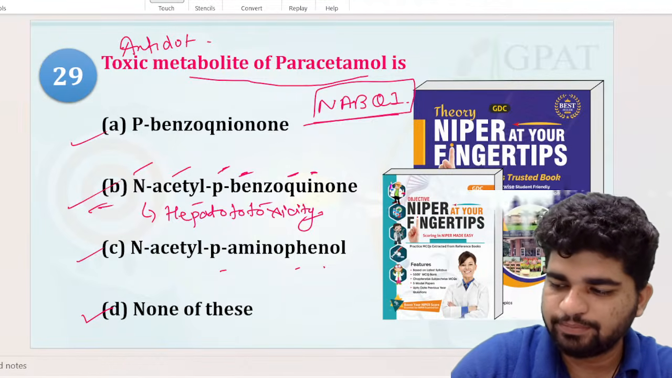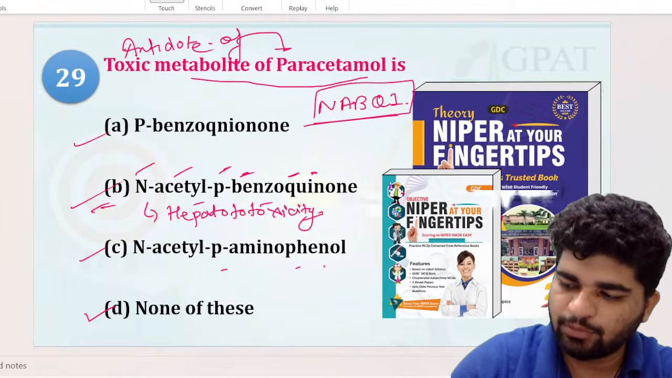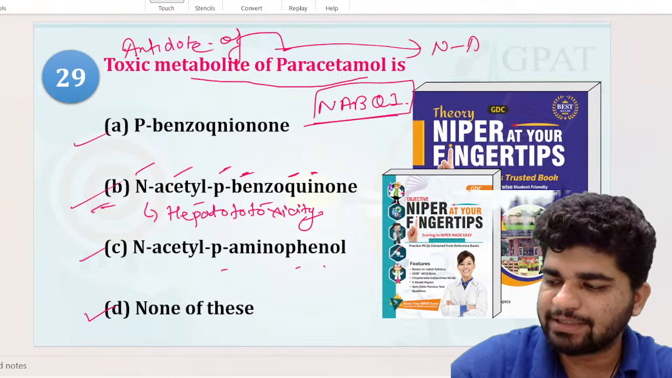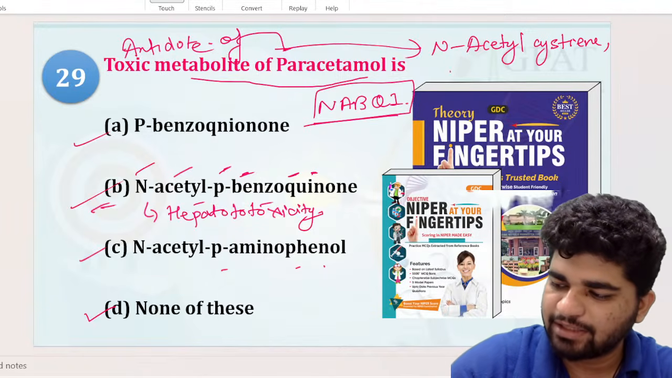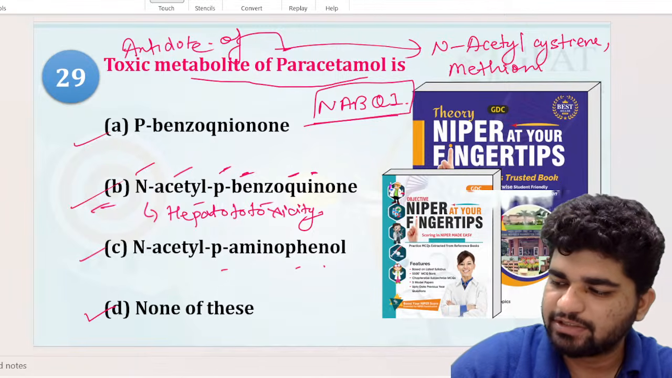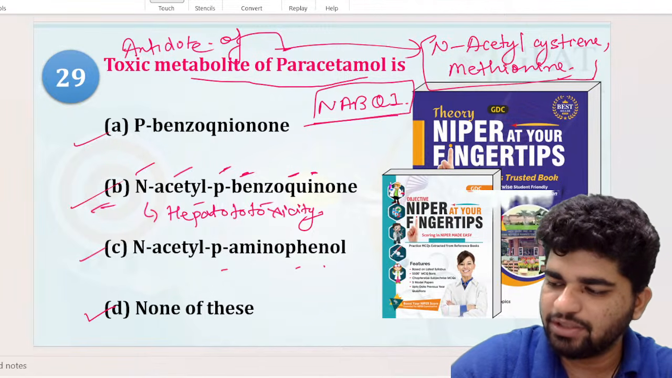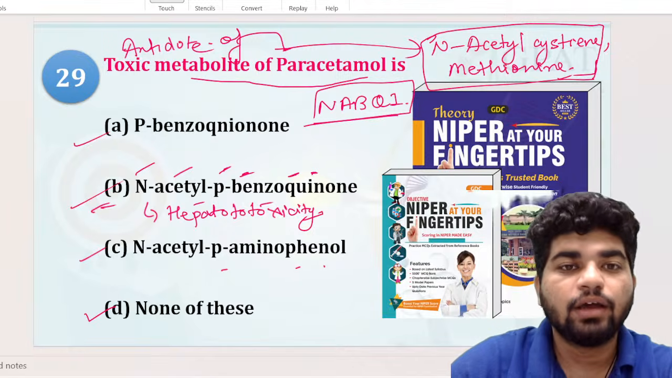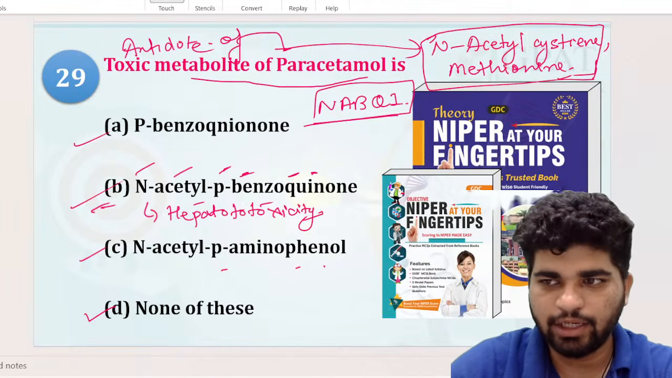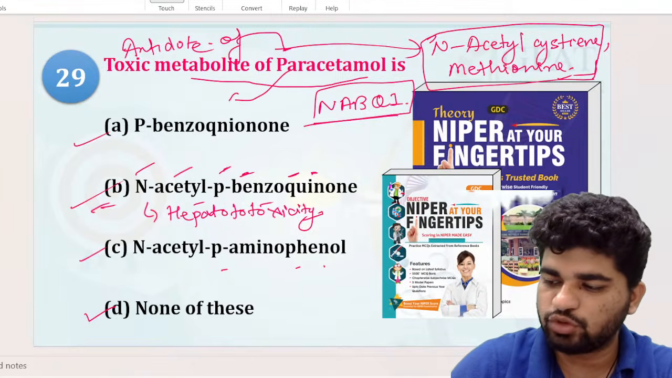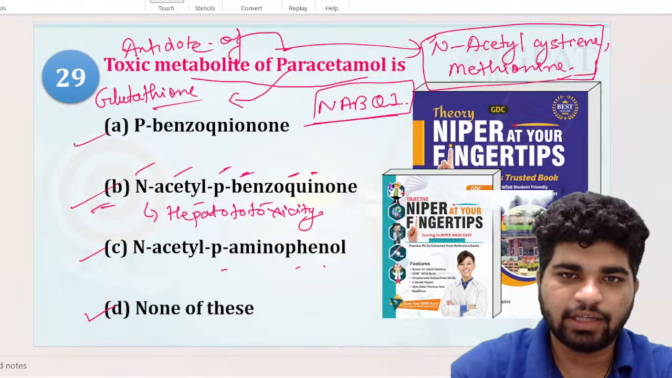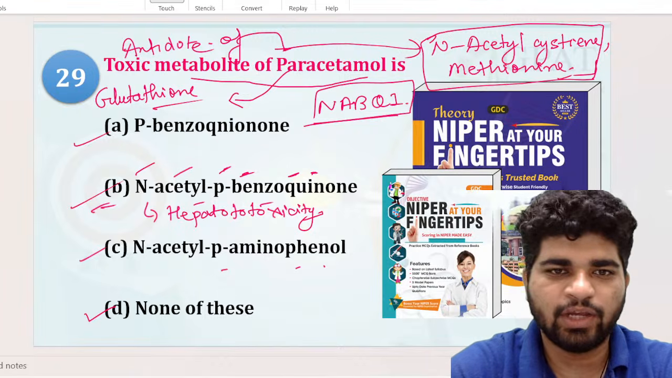Now, if I talk about the antidote of paracetamol, what would it be? It would be N-acetylcysteine as well as methionine. Methionine is a sulfur-containing amino acid. These two are considered the antidote of paracetamol. Also, one question they used to ask is which metabolic reaction paracetamol undergoes. That is nothing but the glutathione reaction. Very good.